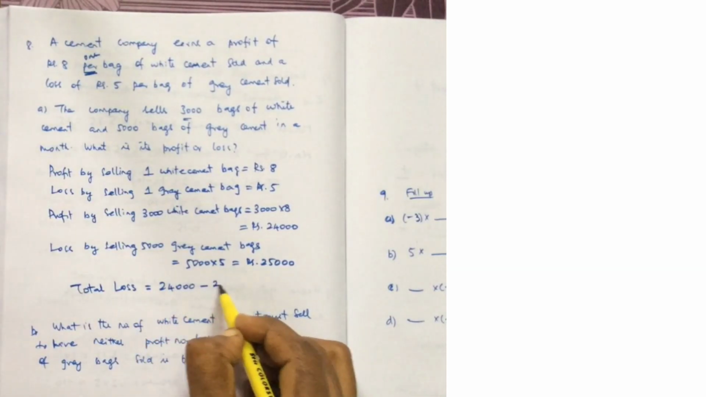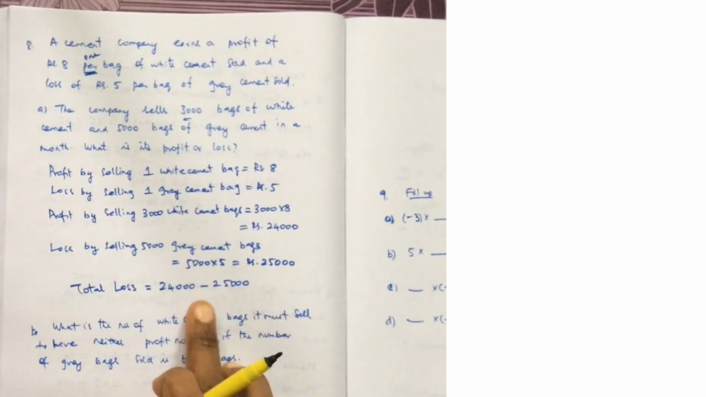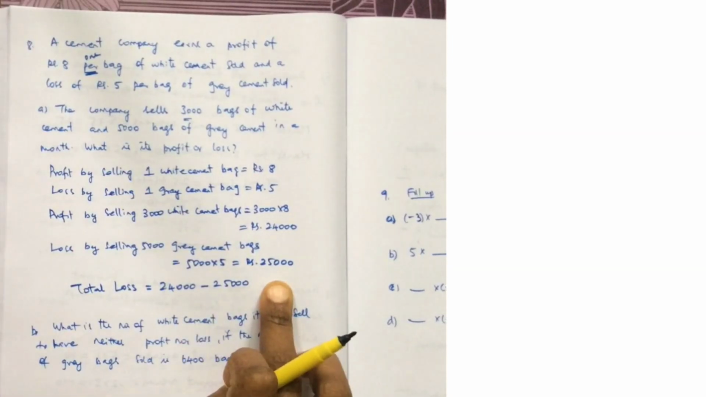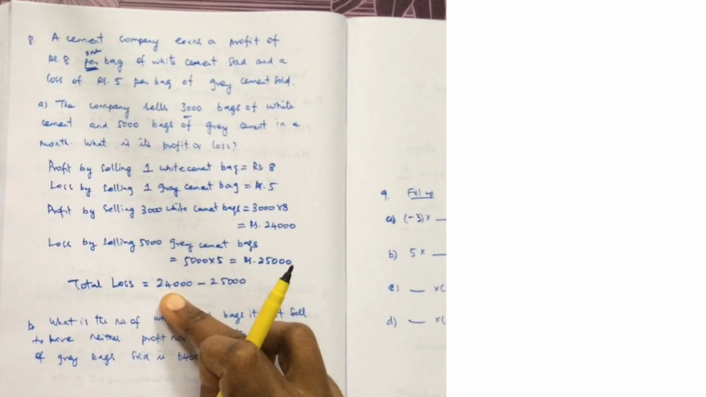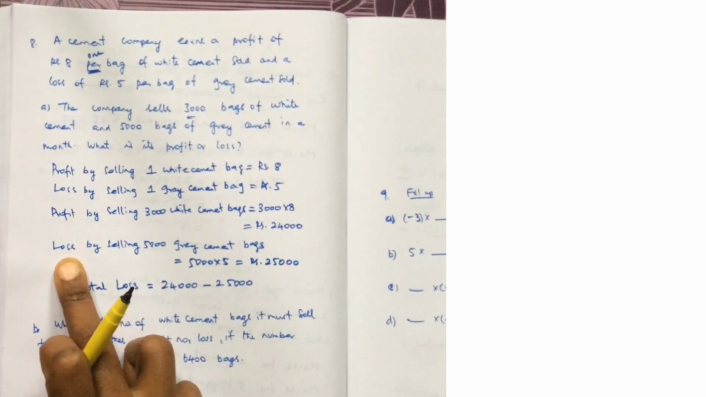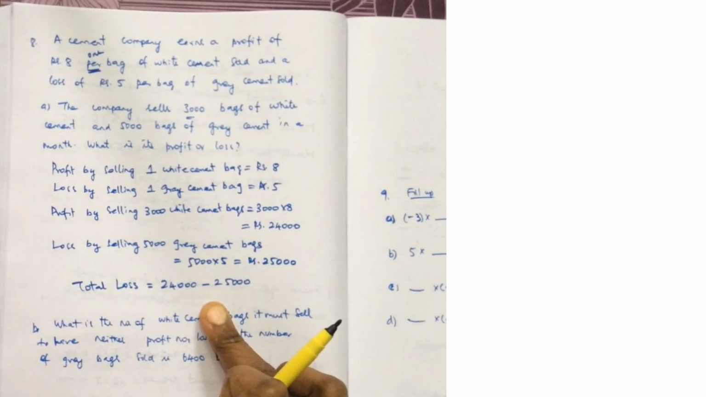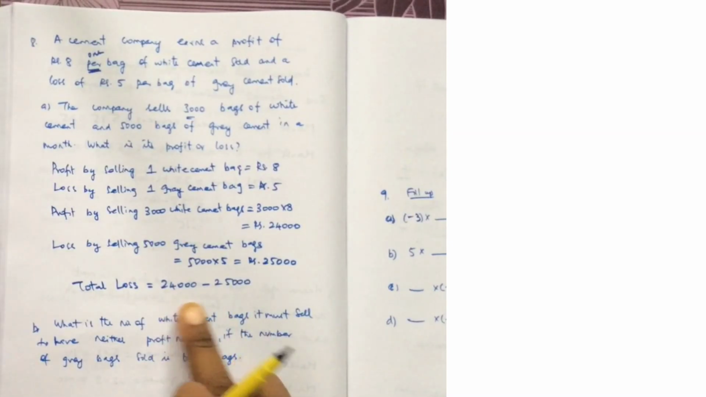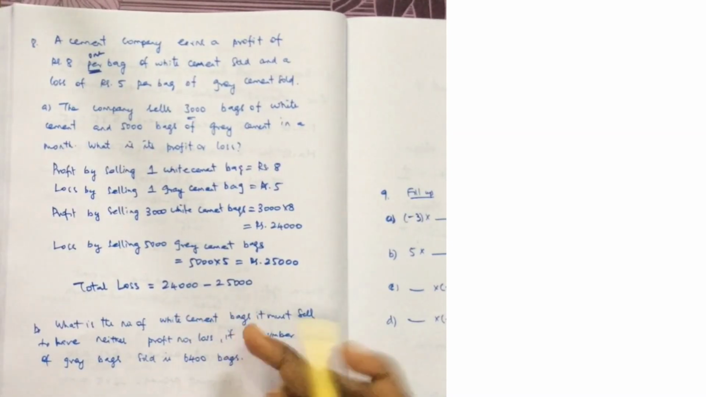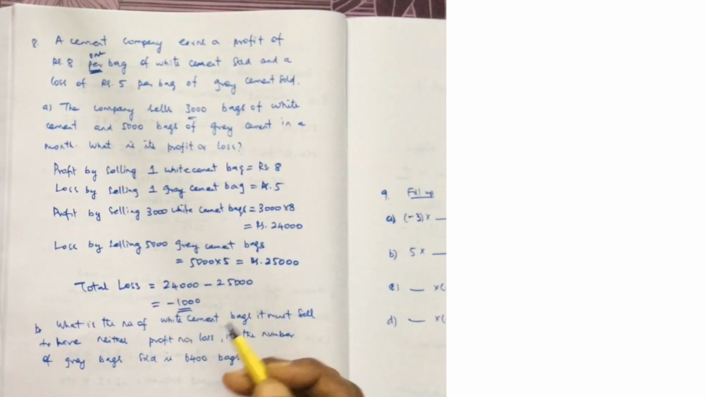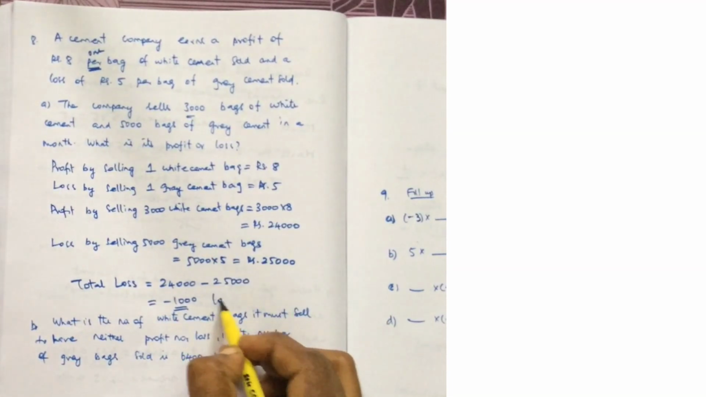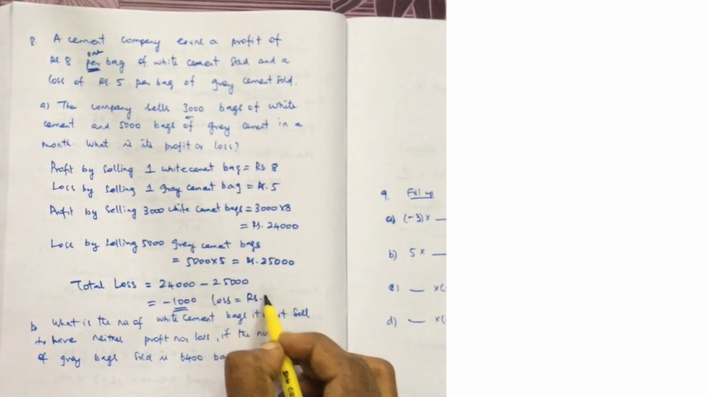So the total loss is 24,000 minus 25,000. Why is there a negative sign? Because this is a loss. The amount of money is reduced here. Here the amount of money is increased; this is a profit they are earning, so that is plus 24,000. Here the loss is denoted by minus. So 24,000 minus 25,000 is equal to minus 1,000 rupees. The total loss is equal to rupees 1,000.